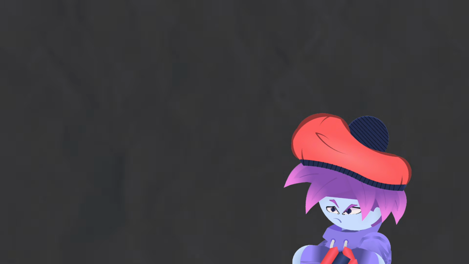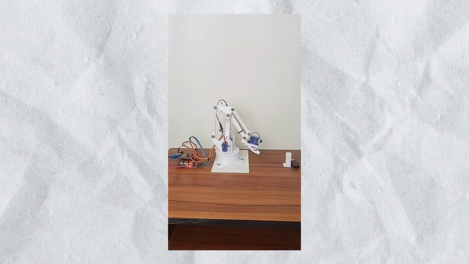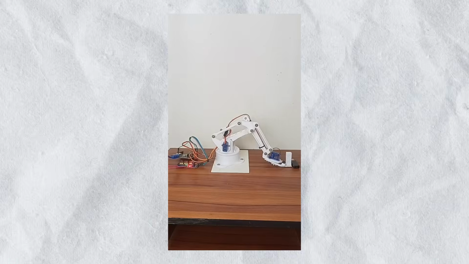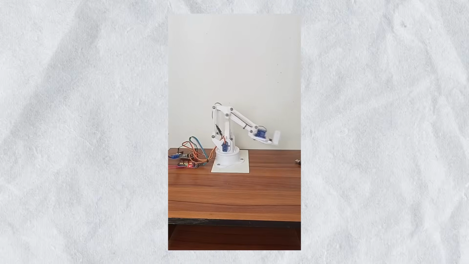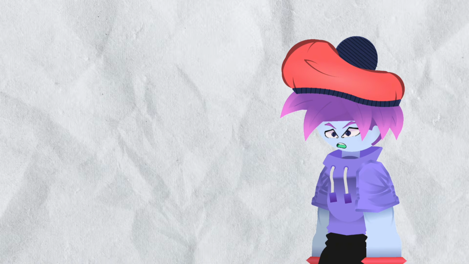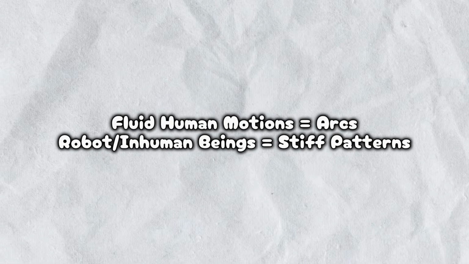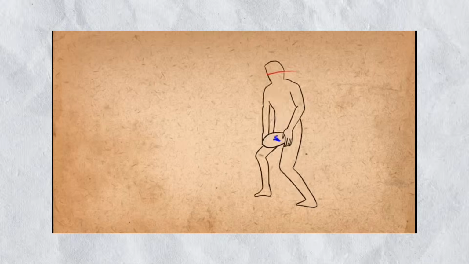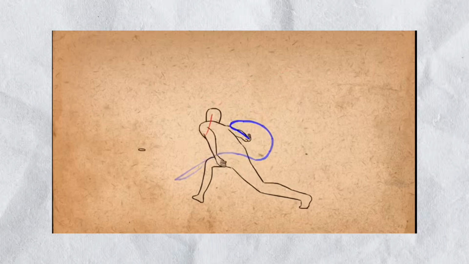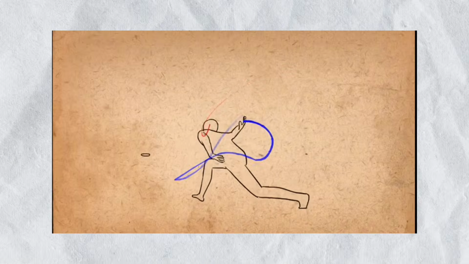To explain with a visual example quickly, a robot's arm, for instance, typically only moves in stiff programmed patterns because robots don't have that natural fluidity and realistic human motion to them. Whereas a person throwing an object, like a baseball or a basketball, has arcs and curves to it that feel more lively and expressive when drawn or animated.